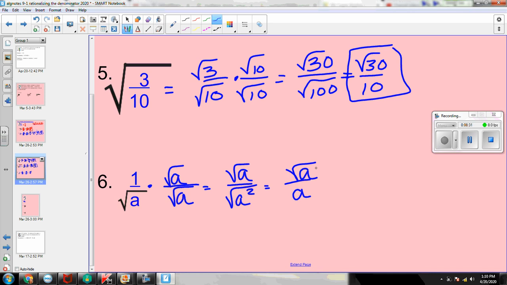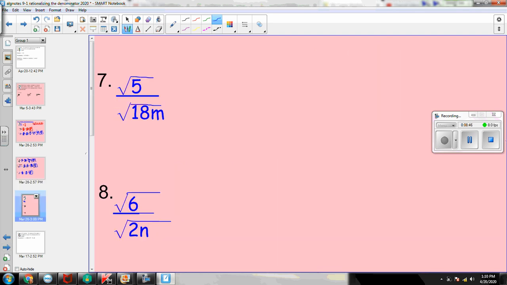No, I cannot. I can't cancel my a's or divide my a's because this a is under a radical and this one's not. So this would be my final answer. I'm having a hard time drawing the box today. There we go. All right, number 7 is not simplified because there's a radical in the denominator.